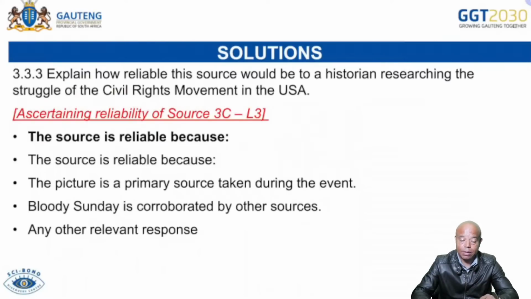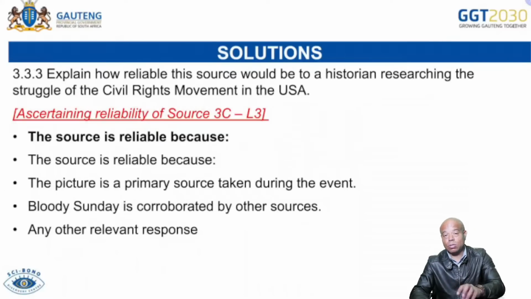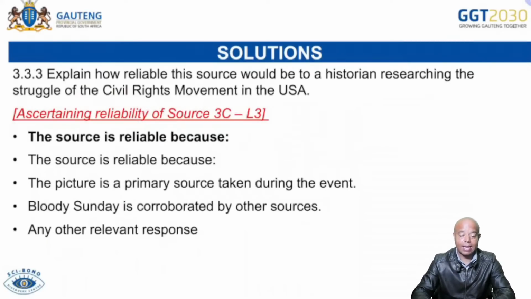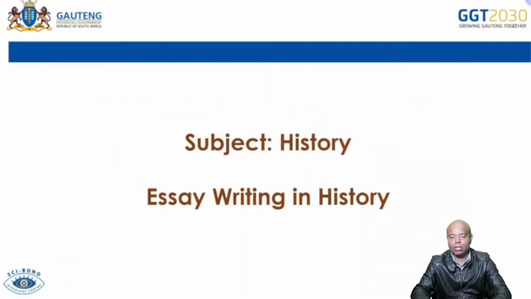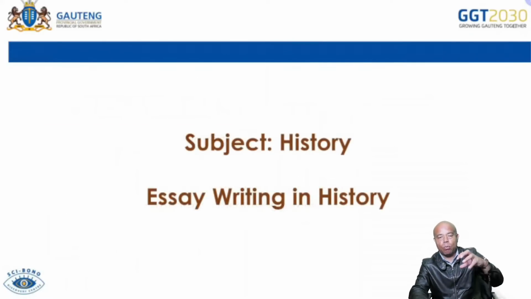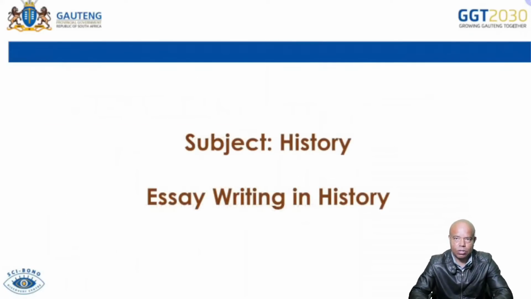The picture is a primary source taken during the event. Bloody Sunday is corroborated by other sources, so it means the other sources are also talking about Bloody Sunday. Any other relevant responses. So learners, it is very important that we understand how we should answer the source-based questions.